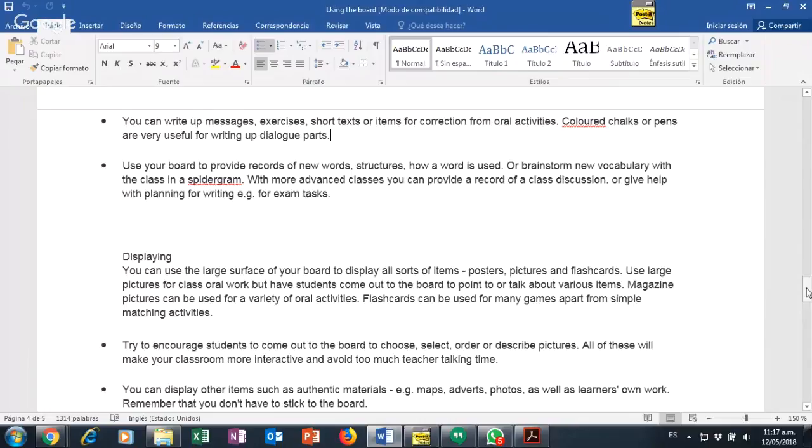I divide the board sometimes. And I go like, okay, give me the, I don't know, adverb for this word. Or I change the adjectives for adverbs or whatever. And they have to write it. The one that writes faster is the one that gets the point.